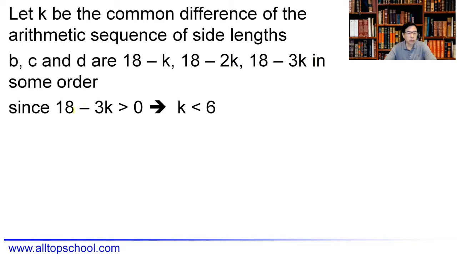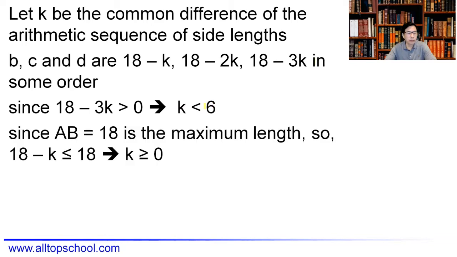So the shortest one should be positive value. Anyway, we can find out the range of K. K has to be less than 6, cannot be going further. All right. Since AB equal to 18, this is going to be the maximum length.